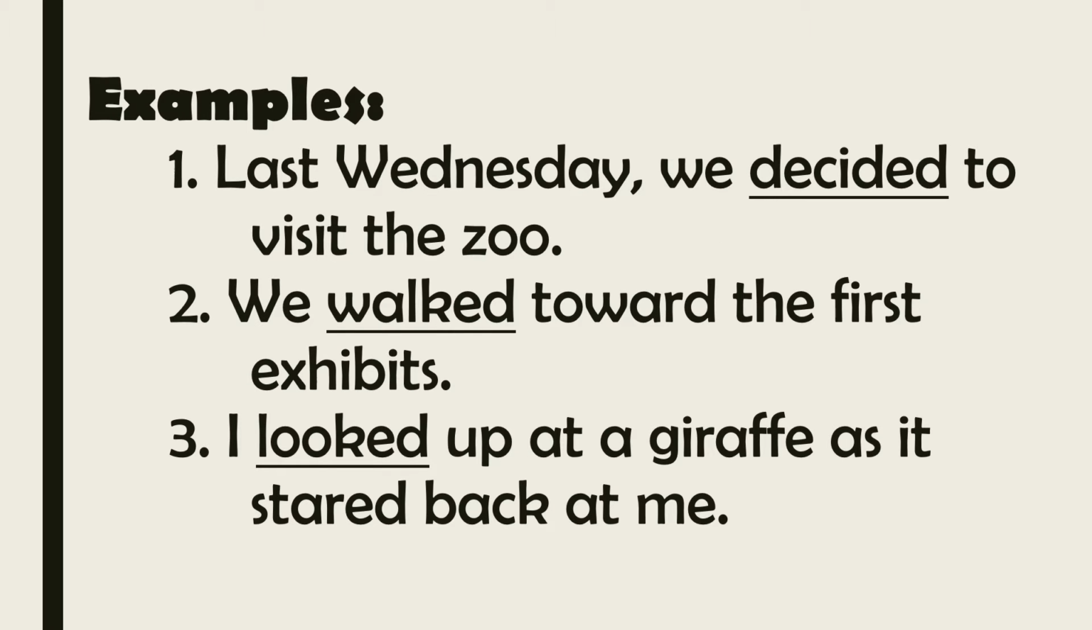Examples of this: Number 1, last Wednesday, we decided to visit the zoo. Notice the underlined word. Number 2, we walked toward the first exhibits. Number 3, I looked up at a giraffe as it stared back at me. So the underlined words are decided, walked, and looked. We will know what their functions are as we go on with our slides.